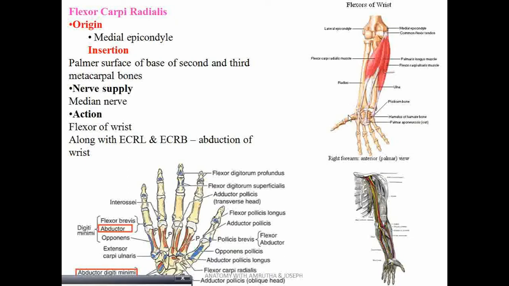Along with extensor carpi radialis longus, which is a muscle seen on the dorsal aspect, and extensor carpi radialis brevis, this muscle is also seen on the extensor aspect. It can cause abduction of the wrist. So when the muscle is acting alone, it can cause flexion of the wrist, but when it is acting along with these two, it causes abduction of the wrist, because these muscles are seen on the extensor aspect and they are seen on the radial side. So there are two groups of muscles that can be seen here.